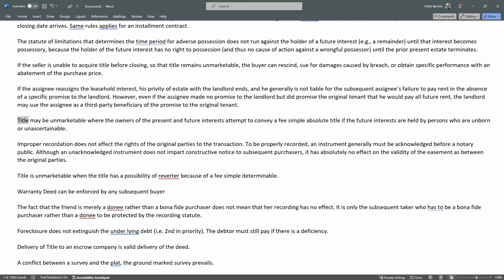Title may be unmarketable where the owners of the present and future interests attempt to convey a fee-simple absolute title if the future interests are held by persons who are unborn or unascertainable.